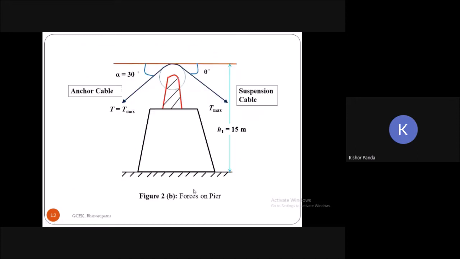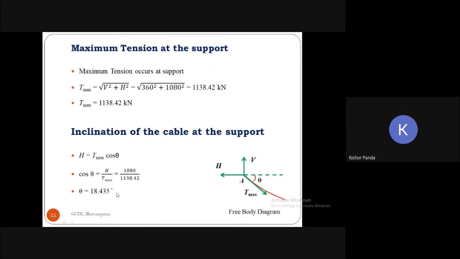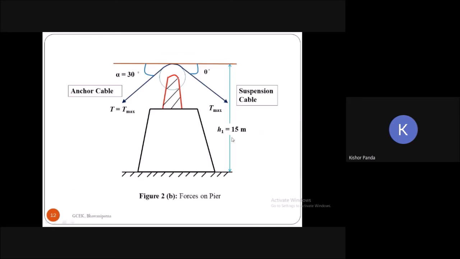Then you have to find out the moment at the bottom of the pier and the forces acting on the pier, because this is the pier and this is the pulley, and this is the cable. This is the suspension cable and this is the anchor cable, and it is passing over the pulley. The angle of the anchor cable with horizontal is given as 30 degree, and you got the angle of the suspension cable with the horizontal theta, this is 18.435 degree. The height of the pier is given, this is 15 meter.